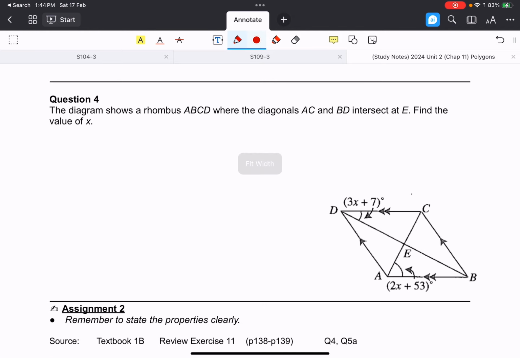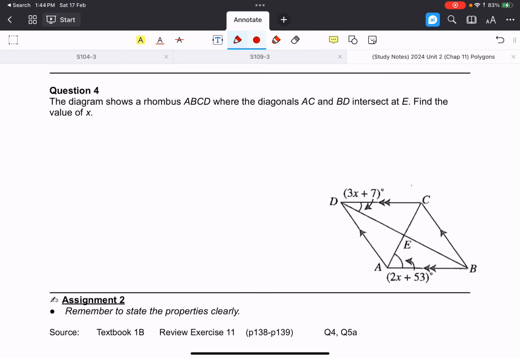Here we have question 4. This time round, we are given a rhombus. So the same thing we know about a rhombus is that the diagonals bisect each other, right? So the angles will be 90 degrees and the lengths will be corresponding, right? So find the value of x. So that's what we want to do. Well, how do we deal with this, right?